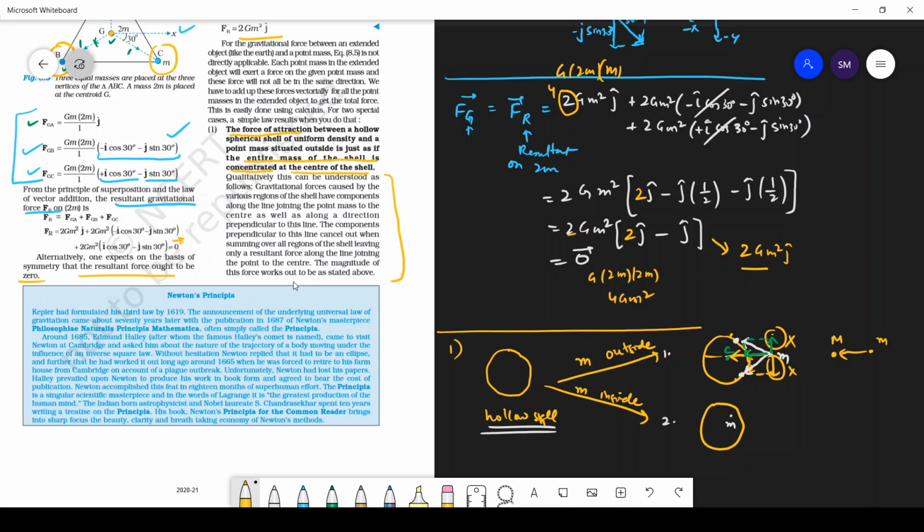The magnitude of the force works out to be stated as above. Okay, so we can calculate the force.